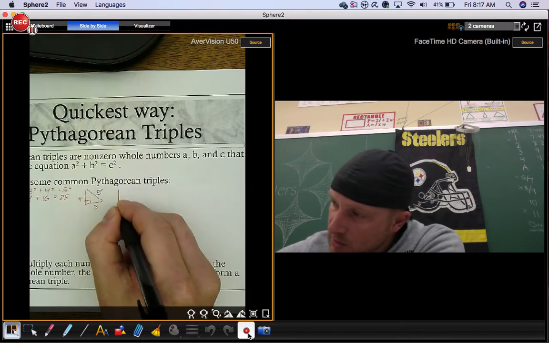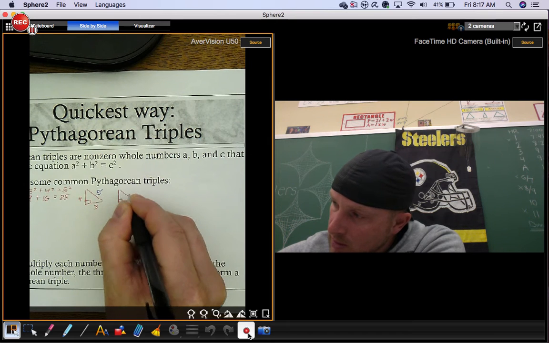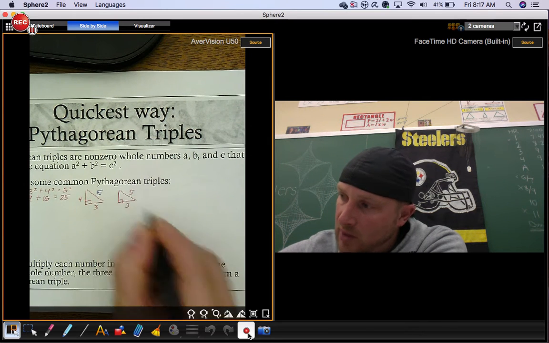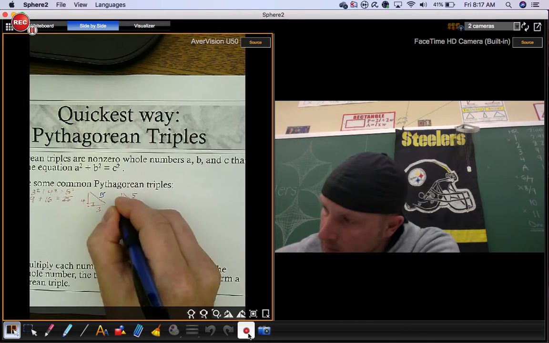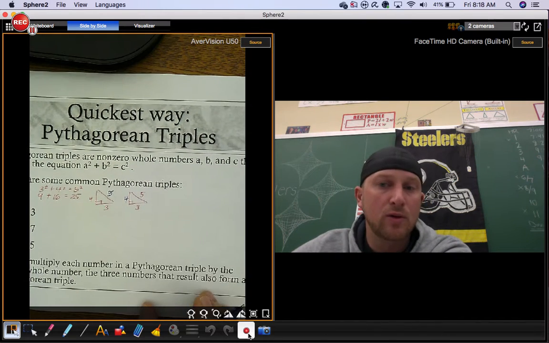Here's another place you can use it. Let's say your hypotenuse is 5 and one of your legs is 3. How long is the other leg? It's 4.